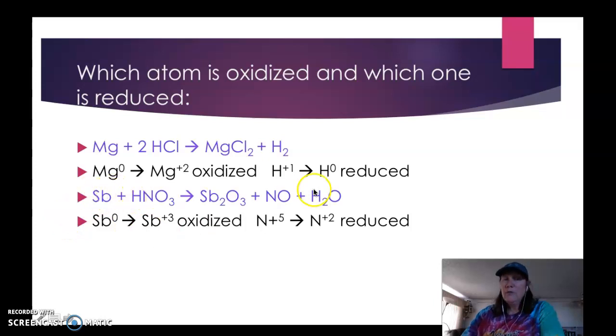And again, look for elements by themselves. That always makes it a little bit easier, but if you don't have elements by themselves, you got to look at what they're combined with. And nitrogen and phosphorus, and those guys are real good at switching their oxidation numbers, okay?